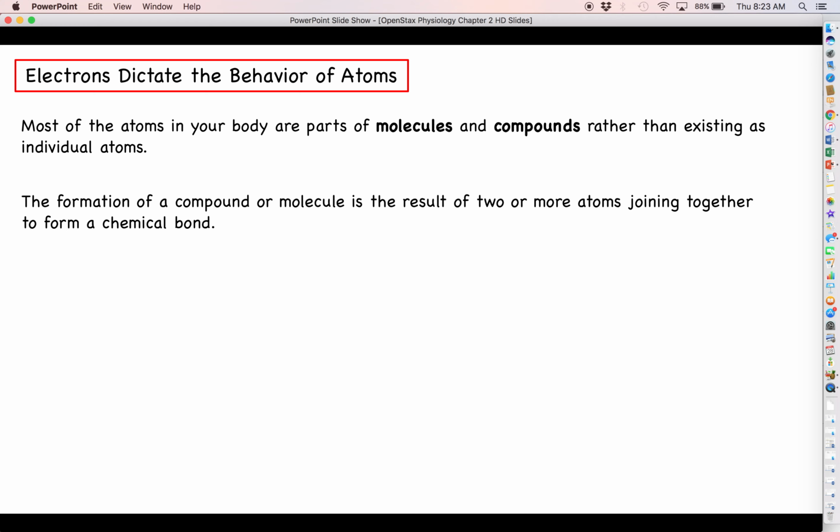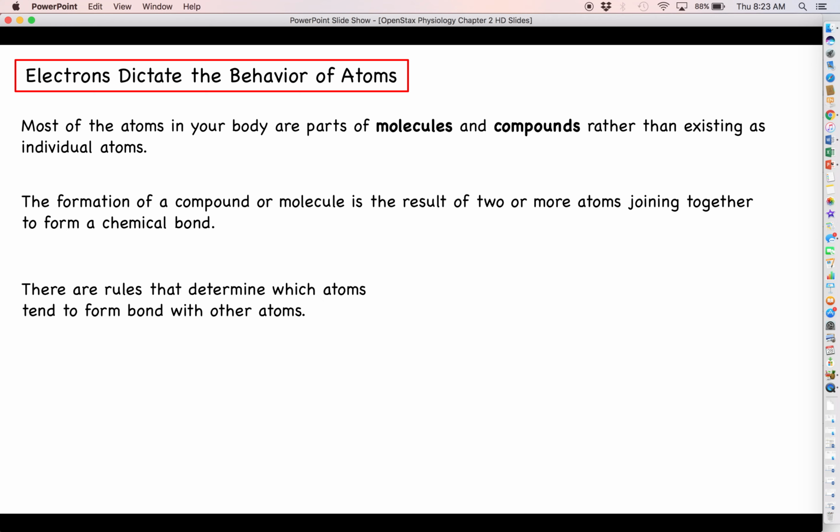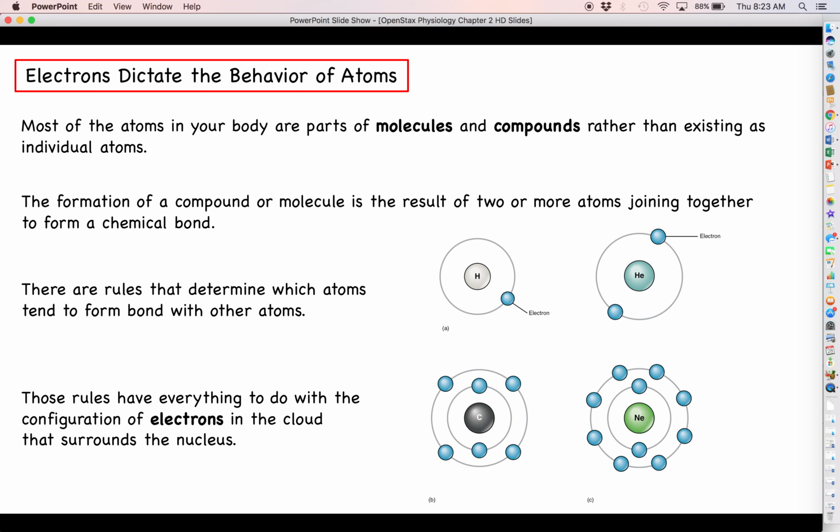A chemical bond is an attractive force that joins 2 atoms together. And like I was indicating, not every atom can bond to every other type of atom. There are rules that we have to follow in determining which types of atoms can bind with other atoms. As we're going to find out, it has everything to do with the electrons, which dictate the behavior of atoms in determining which atoms like to form a bond and which do not. So we need to consider both the number and the organization and configuration of electrons in the cloud that surrounds the nucleus.